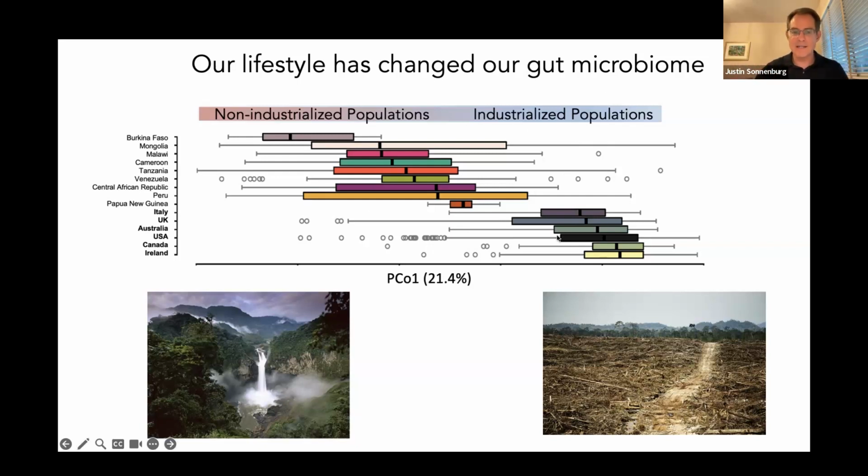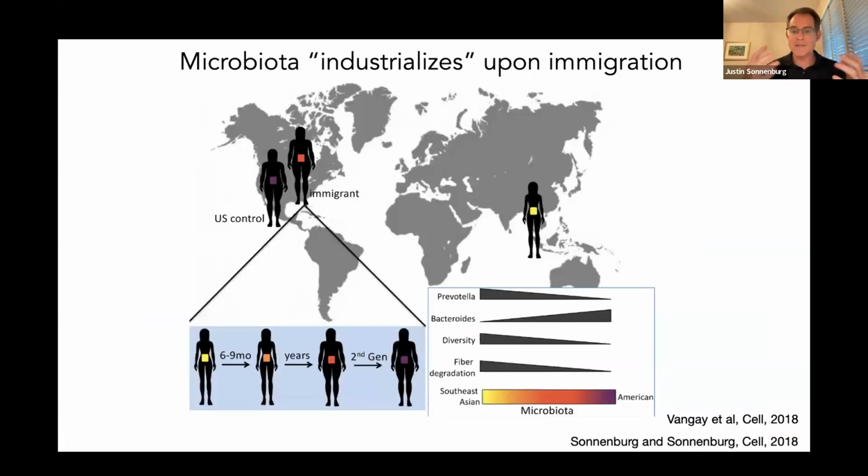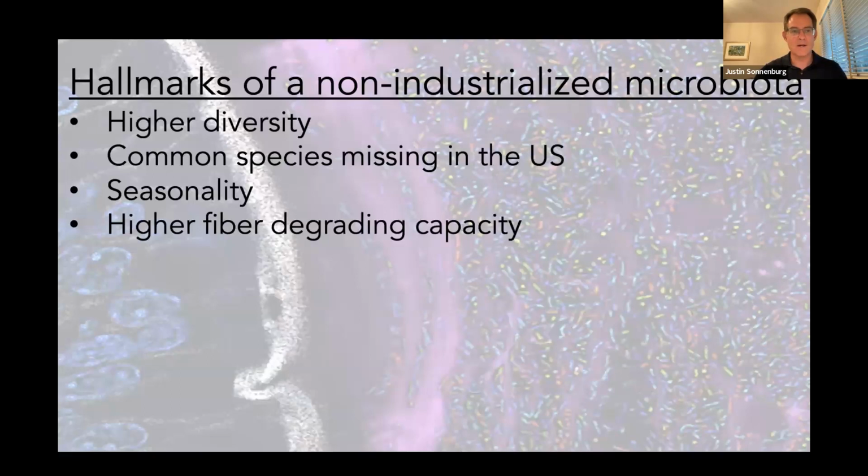And this gets back to this idea that we have lost important species and lost a lot of diversity in the industrialized world. We know that this happens in a very short period of time. There was a beautiful study published in the journal Cell from a group from Minnesota. They tracked immigrants coming to the United States and showed that within 9 months, their microbiome starts to look industrialized. And this change becomes more pronounced over time and in second generation individuals who have been born in the United States. So there can be real-time changes to the microbiome based on your lifestyle.